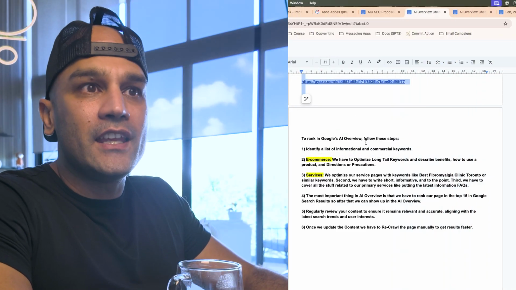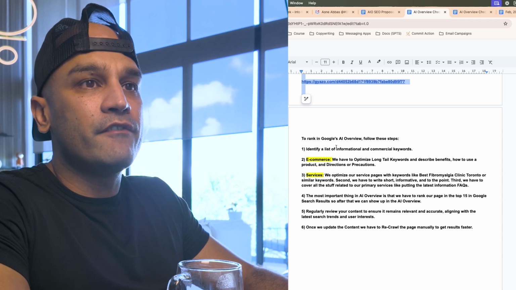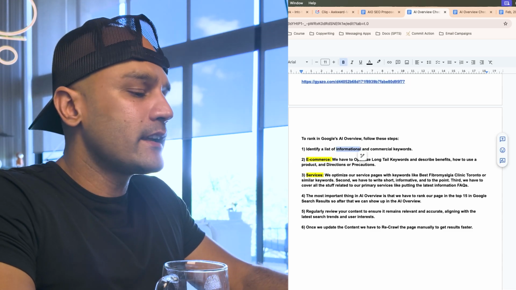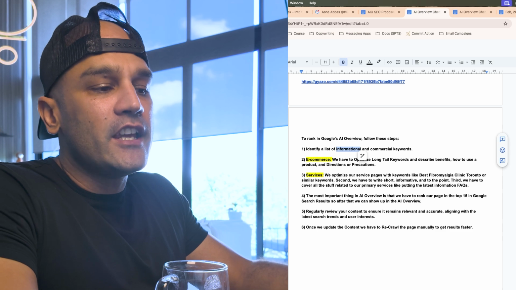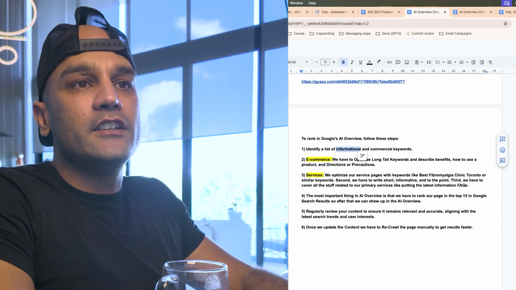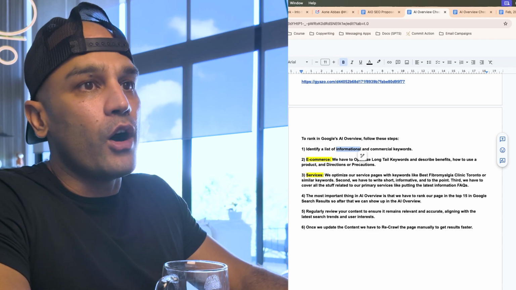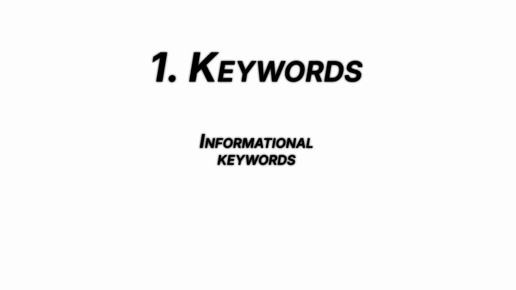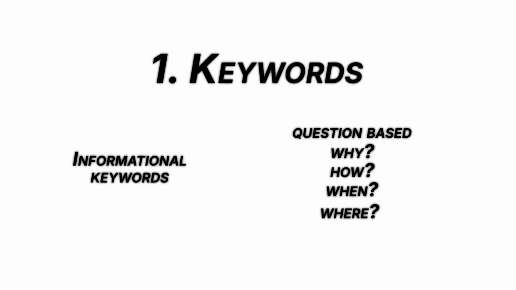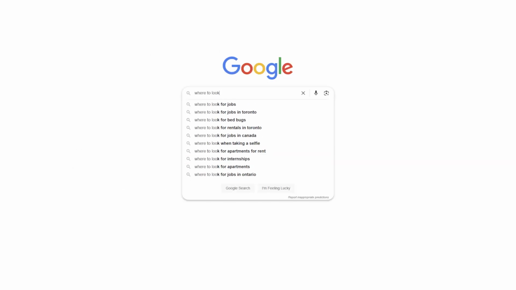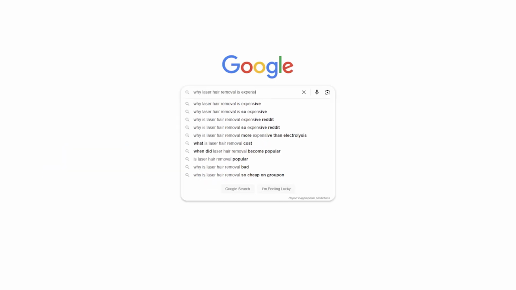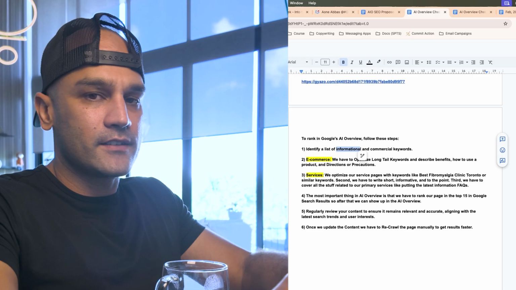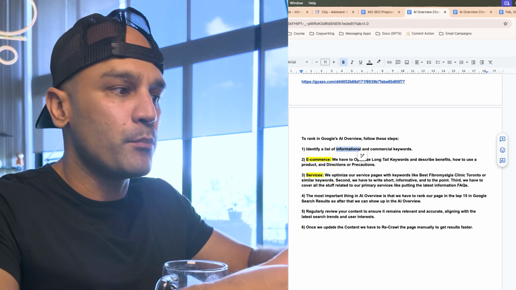Now there's 2 types of keywords that we're looking for, okay? There's something called informational keywords. Those are keywords like, what type of cells undergo mitosis. It's more educational. You're just trying to learn something that you don't have any information on. These informational keywords have a pattern so you can identify them. They're usually question-based queries, so they start with why, how, when, where. Where to look for northern lights in Kansas, or why laser hair removal is expensive, or where does laser hair removal work. So that's one bucket of keywords that you have to keep in mind, okay?